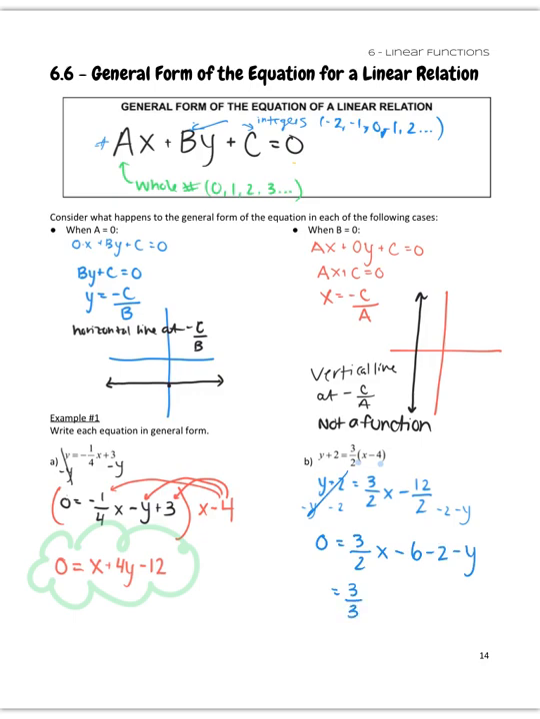So positive 3 over 2x minus y, and then we have negative 6 and negative 2, which make negative 8. Our last task is to make sure that the coefficient in front of x is positive, which it is, and it's a whole number, which it is not. So to make it a whole number, we are always just going to multiply by the denominator of our fraction. So we will multiply, that all equals 0 still. So we're going to multiply this entire thing by 2. So we're going to get 0 is equal to 3x minus 2y minus 16.